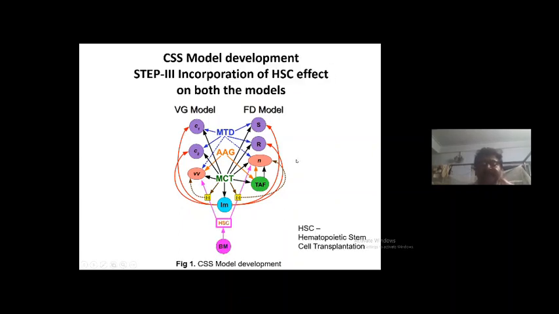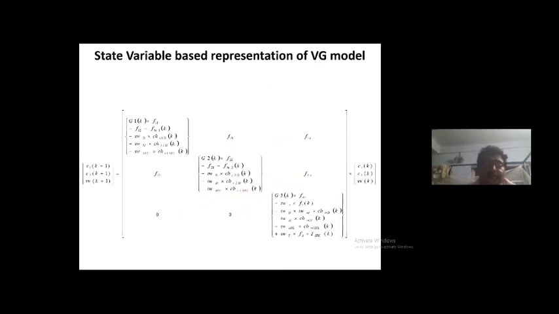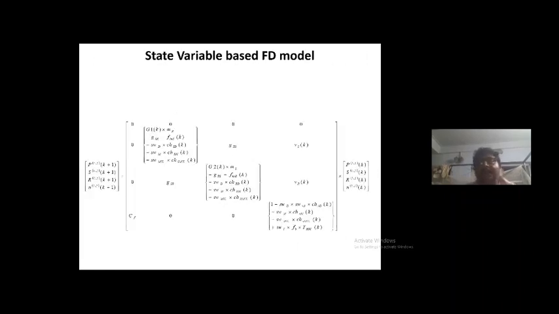And here another important thing is that MCT, a small dose of chemotherapeutic drug, can stimulate the immune system, and that has also been considered and introduced in both the models. Another is that from the bone marrow, hematopoietic stem cell mobilization is also considered in the CSS model. This is the representation of the overall VG model, and this is the FD model.